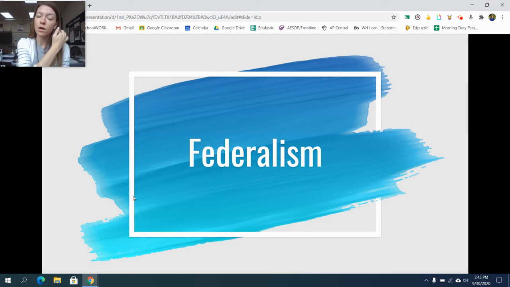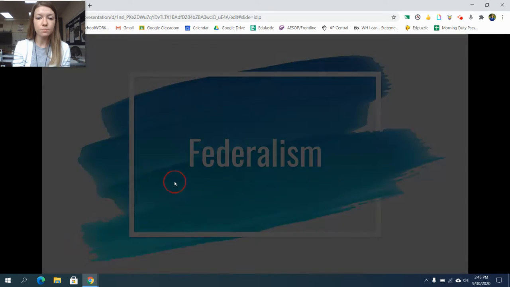And today we are going to be talking about federalism. So this is one of our principles of government, but we are going to dig a little bit deeper into what federalism actually is and what it looks like.